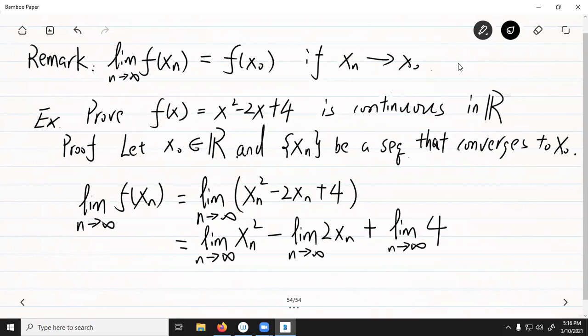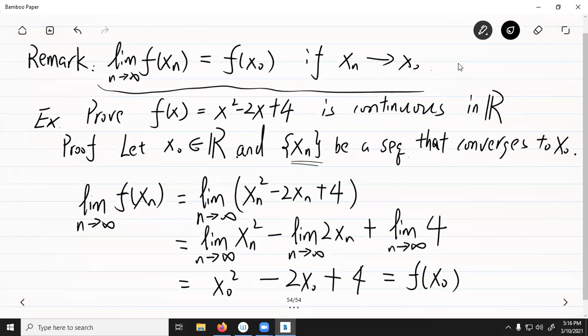Then we know that this is equal to x naught squared minus 2x naught plus 4. What's that? That is exactly equal to f of x naught. So we start from the very general sequence xn, then we find the limit of the sequence f of xn, and we notice that it has a limit, which is f of x naught. So that is exactly the definition of continuity at x naught, right?